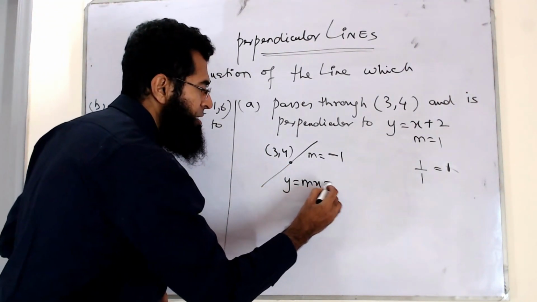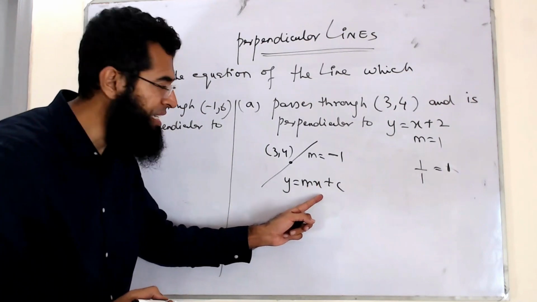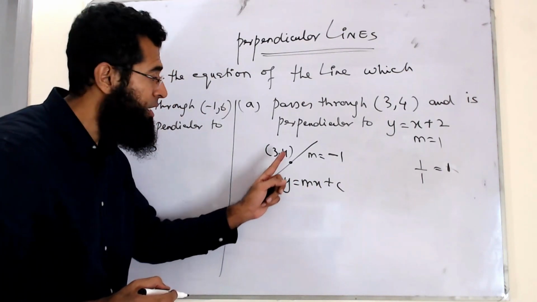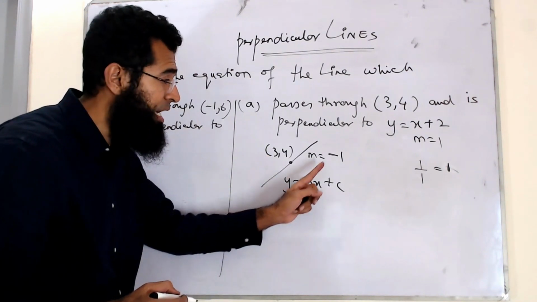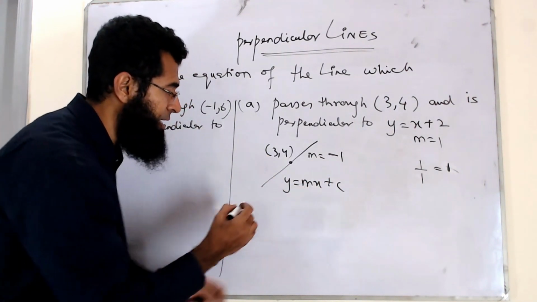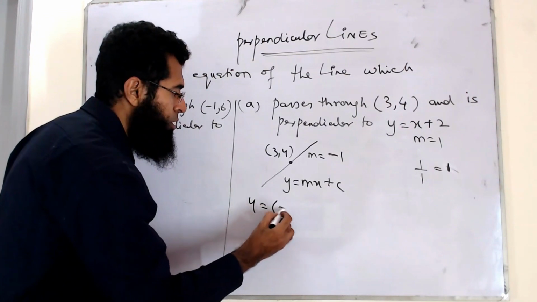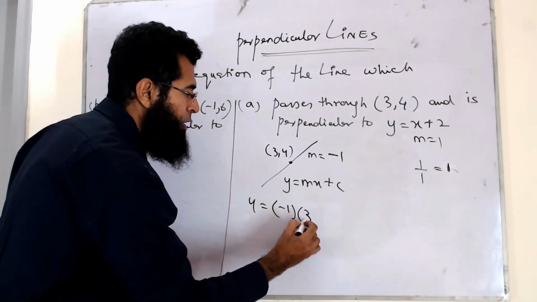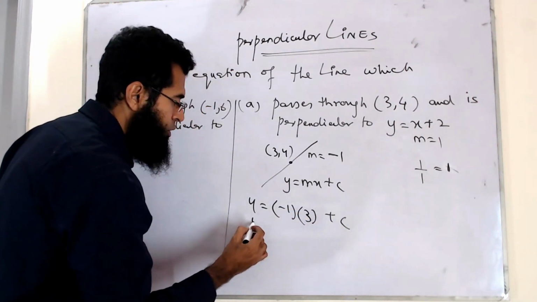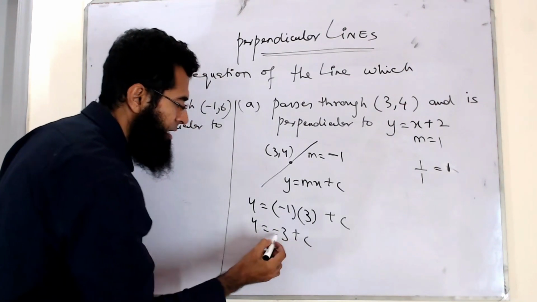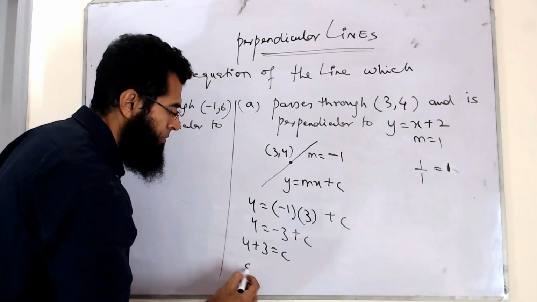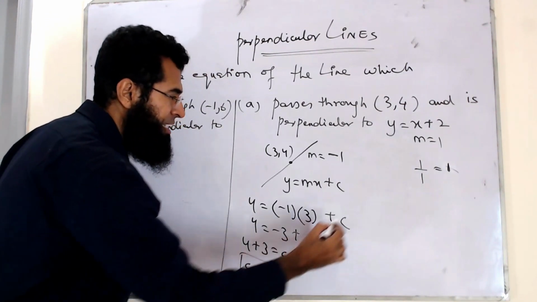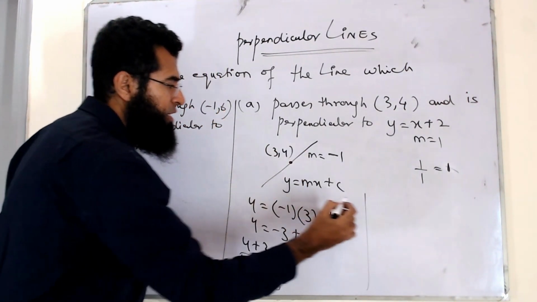So what is the equation of the line? y = mx + c. We'll evaluate c, simply plug in the values. So we'll plug 4 in y, we'll plug 3 in x. And we've got the gradient, which is minus 1. So 4 is equal to minus 1 into 3 plus c. So this is minus 3 plus c, and we'll shift that on the other side. So this will become 7. So c is 7.